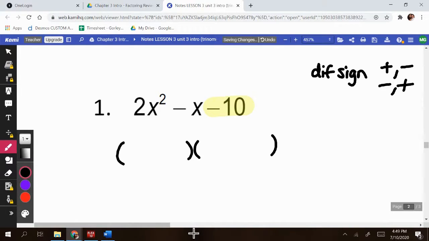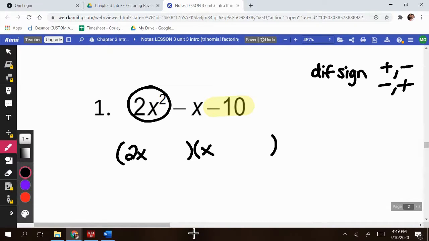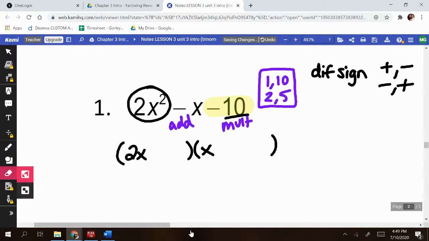I'll set up my sets of parentheses, and we'll start with first times first. First times first has to give me 2x squared this time. So I'm going to put that 2x times 1x gives me 2x squared. Last times last has to multiply to give me -10 still. So what are some factors of 10? 1 and 10, 2 and 5. Now normally I would write multiply and add here, but when the leading coefficient is not 1, you cannot do that rule. You have to think about this a little bit differently.